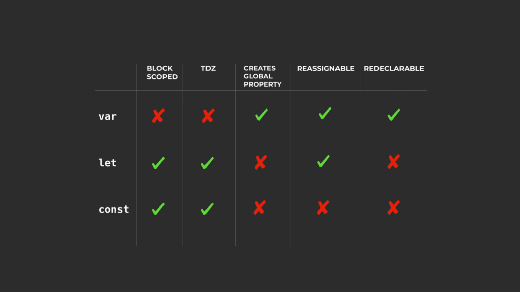It's important to note that the var keyword has function scope, while let and const have block scope. This means that variables declared with var can be accessed within the entire function, while let and const can only be accessed within the block they were declared in.